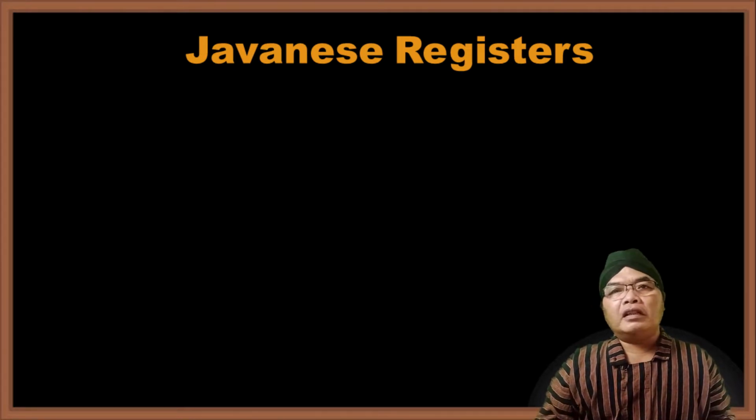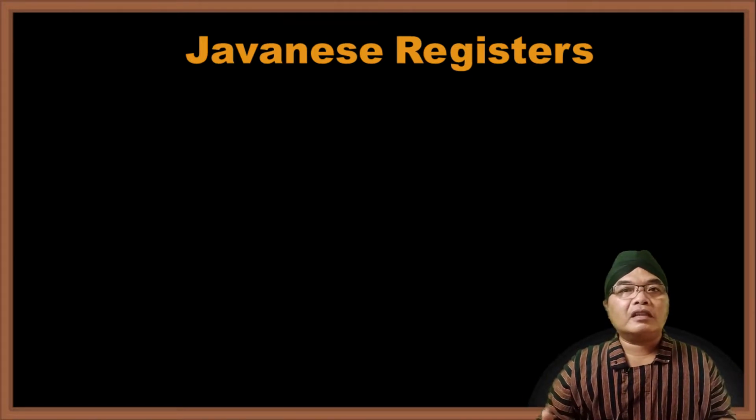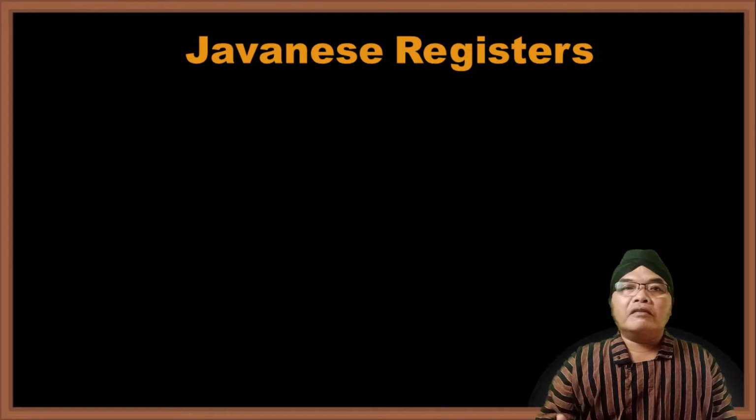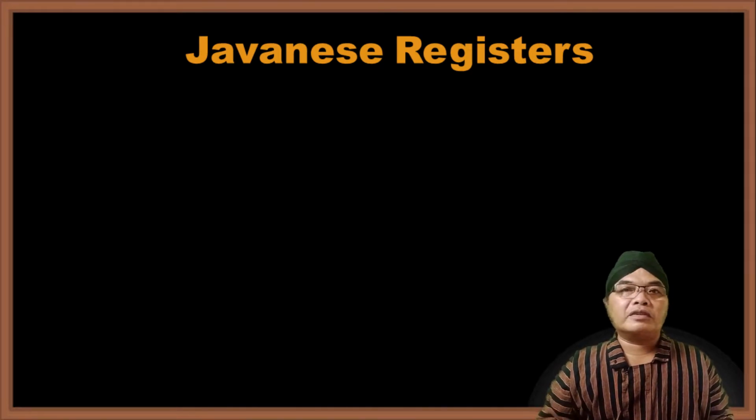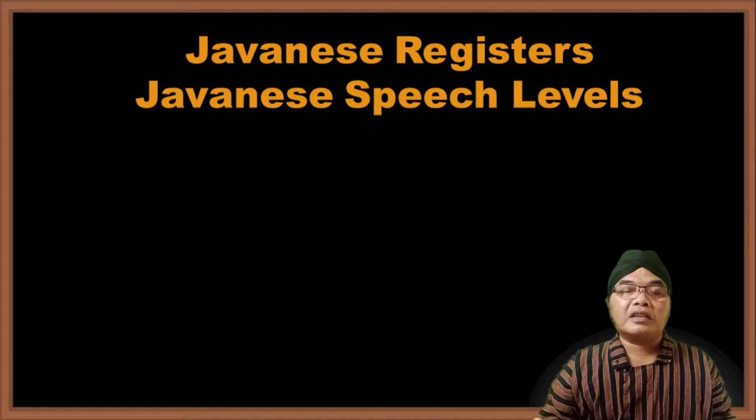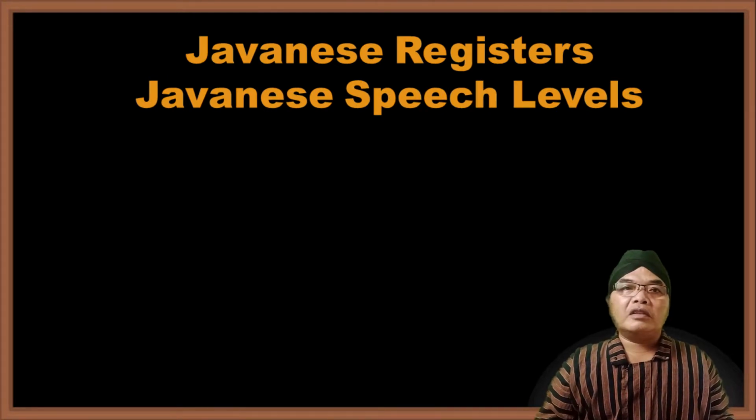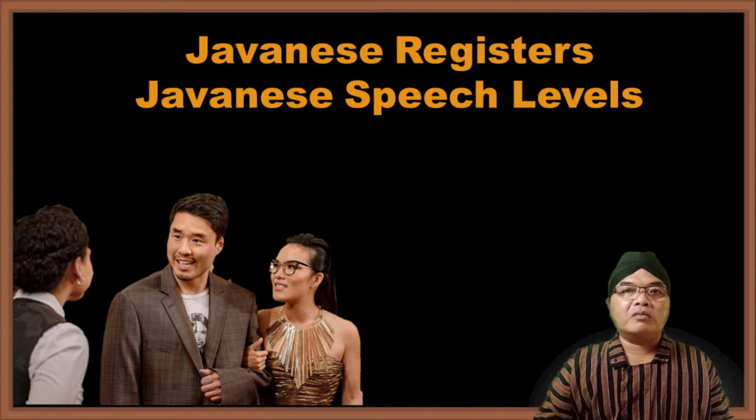According to Wikipedia, language register is a variety of language used for a particular purpose or in a particular communicative situation. Javanese language registers are sometimes referred to as Javanese speech levels. In Java, speaking with strangers, with friends or siblings, with older people, or with someone you should show respect means speaking in different communicative situations, and Javanese people use different registers for different situations.